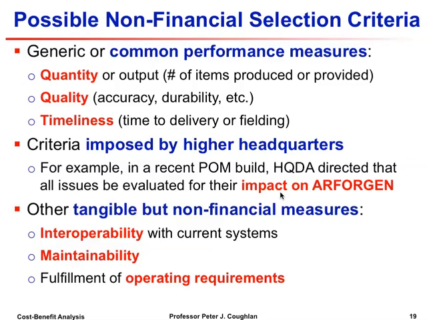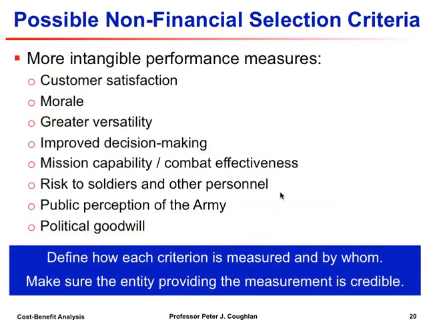And there actually are many more intangible performance measures: customer satisfaction, morale, greater versatility, improved decision making, mission capability, combat effectiveness, risk to soldiers and other personnel, public perception of the Army, political goodwill. These are all intangible performance measures, and we list them here because we want to make sure you're not forgetting these, right? Just because maybe you can't quantify them very easily.